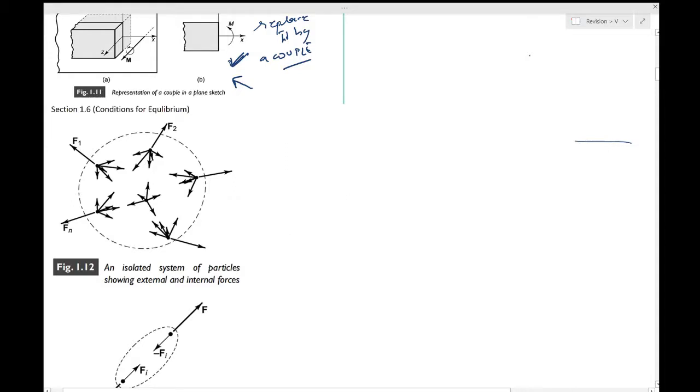If you have a particle on which several forces act, the necessary and sufficient condition for the particle to be in equilibrium is that the summation of all these forces should be equal to 0. So for a particle, you have F1, F2, and so on forces. This can be written as a summation of F_i, and this has to be equal to 0. Now this we already knew, and this is a condition for equilibrium for this case.